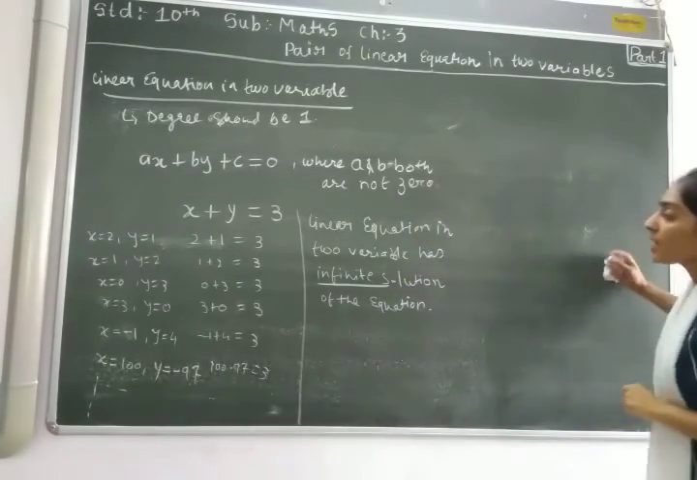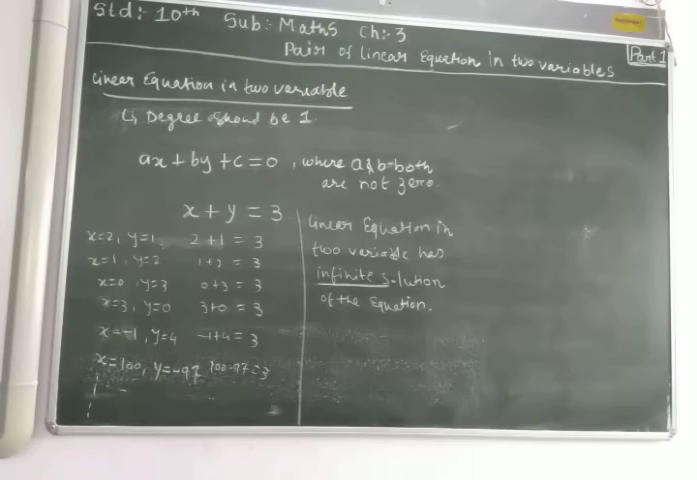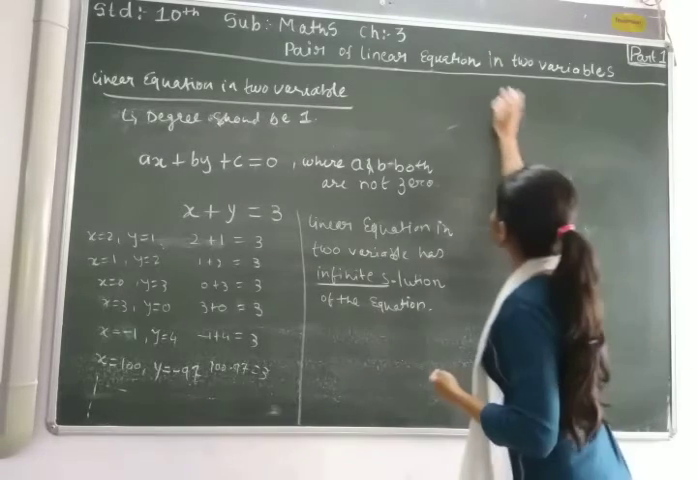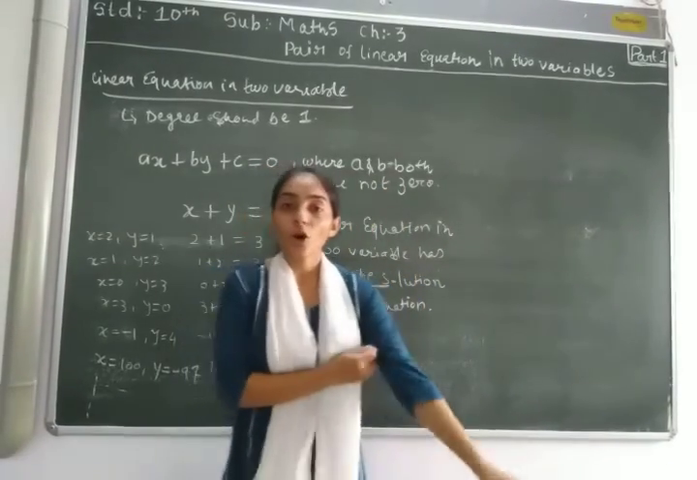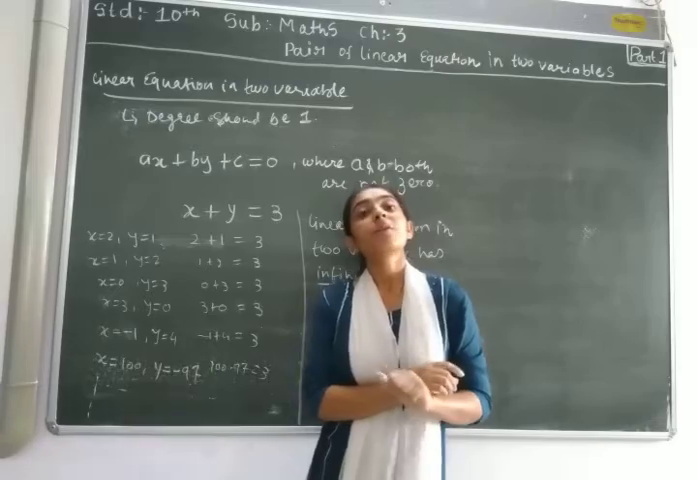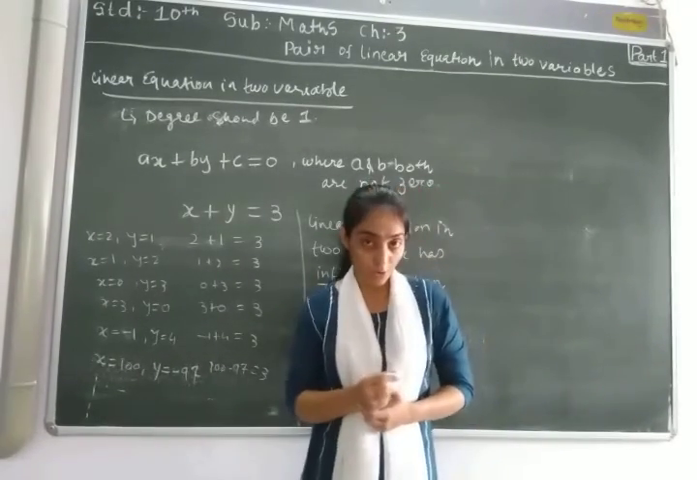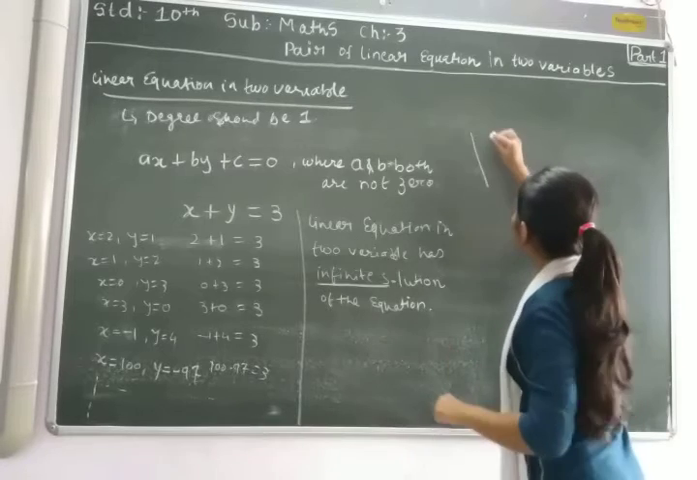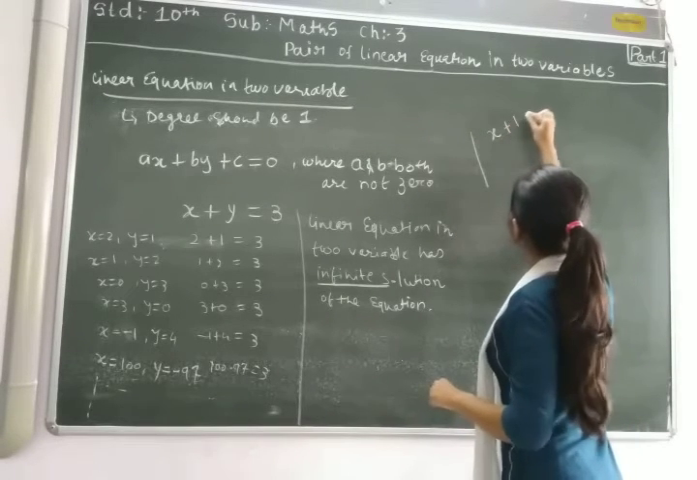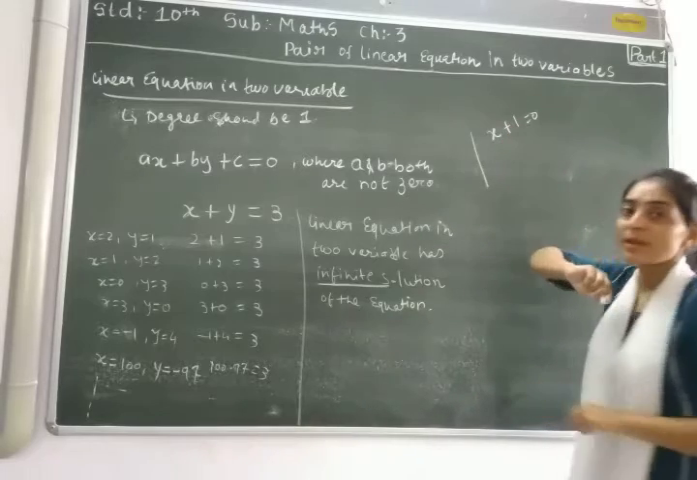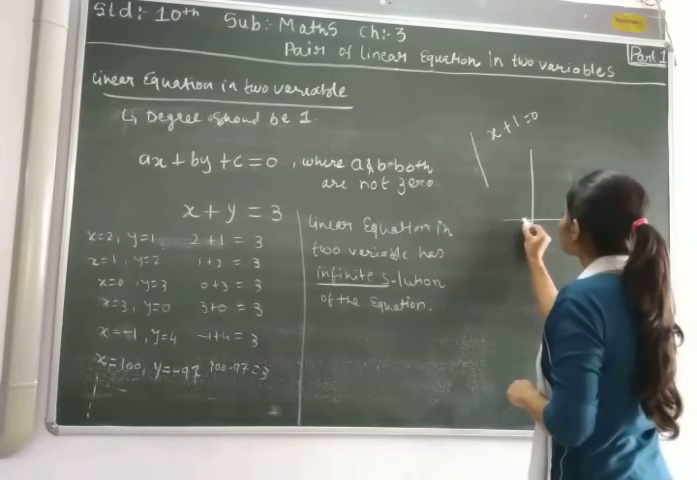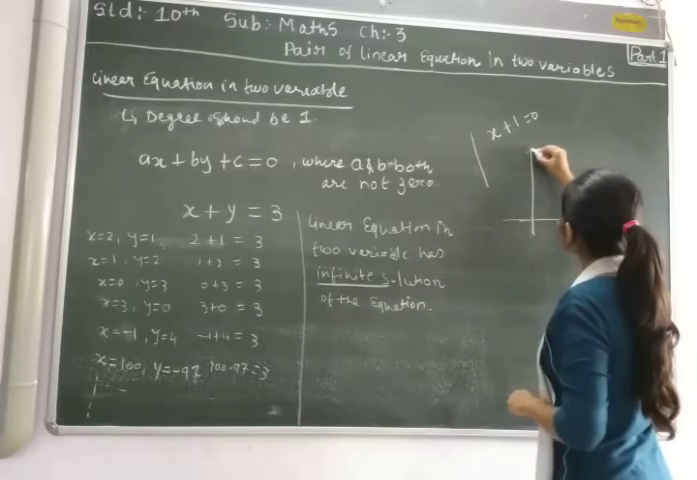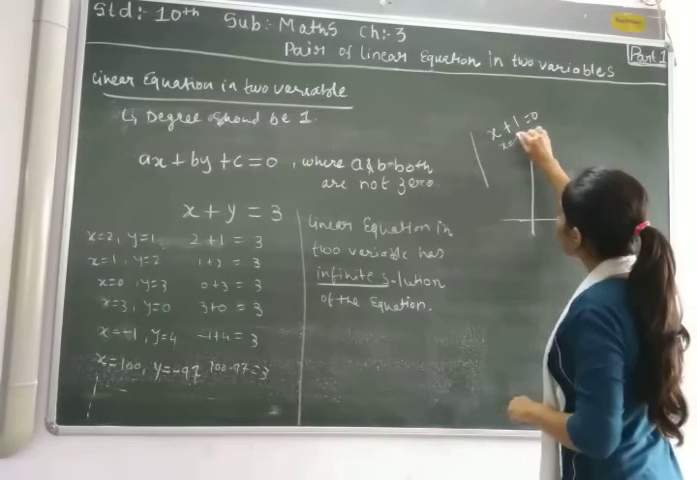So let's see one graph. We have learned a linear polynomial in one variable. When you draw the graph of a linear polynomial, say x plus 1 equals 0, you find that x equals minus 1 only.